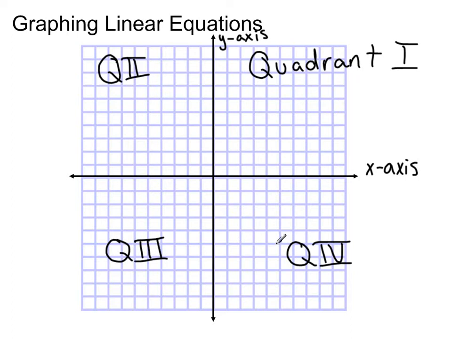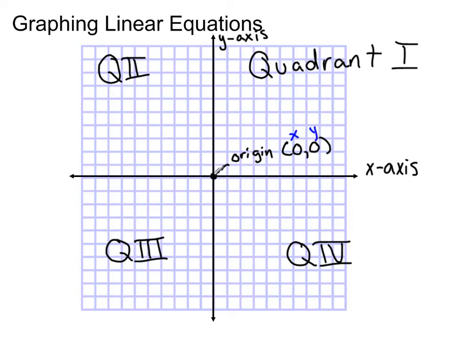Now, everyone starts where the y-axis and the x-axis intersect. So this point right here, this is where we say is the beginning, or we call it the origin. And the origin is set at a point 0, 0. So what you have here is an x-coordinate and a y-coordinate.